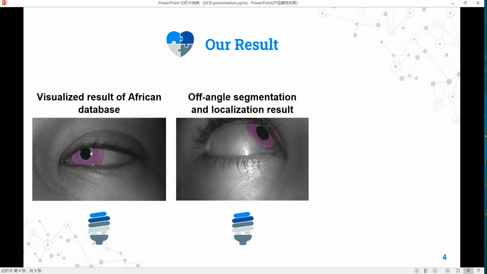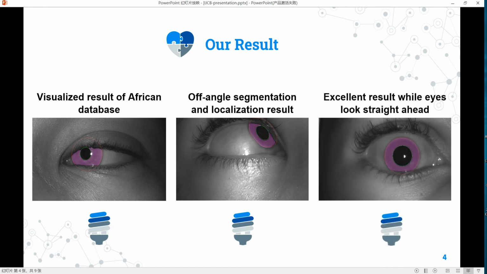Next, let's show our other result graphs. This is the result of segmentation and positioning from the African database. The second picture is the segmentation and position result with severe squint, and the third picture is the front view result. You can see that the segmentation and positioning results are almost perfect. Our network has achieved satisfactory results in squinting and the front view.